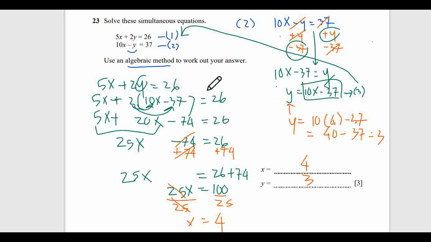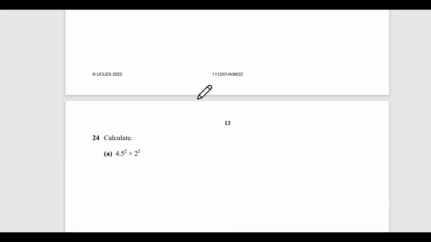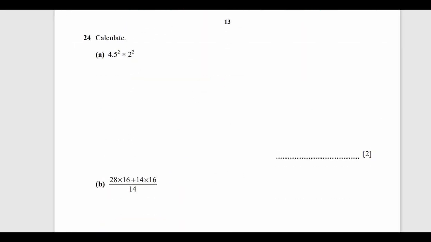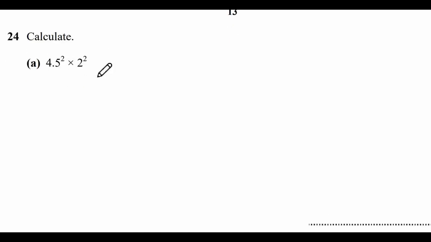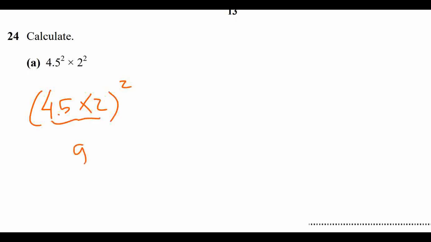Now we move on to question 24. Calculate 4.5 squared times 2 squared. Right, now how do we count this without calculator? We know that the index is the same, so we can combine the base. 4.5 times 2, we combine the base and we collect the index. We are allowed to do this according to the law of indices. So 4.5 times 2 is 9 squared. 9 squared is equals to 81.